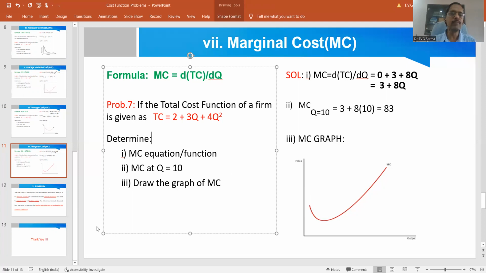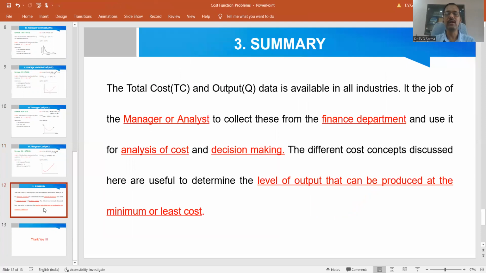Now, in summary, what is the use of all these things is given in the summary slide. What does it say? The total cost and output data is available in all the industries. Every industry possesses the data of total cost and output. It is the job of a manager or an analyst to collect this data from the finance department and use it for analysis of the cost and for decision making purposes.